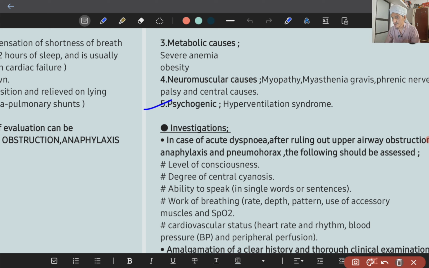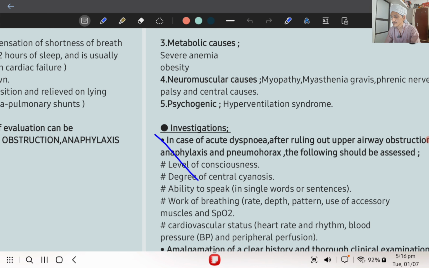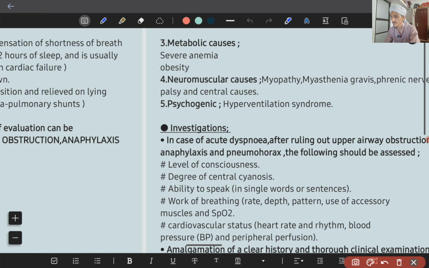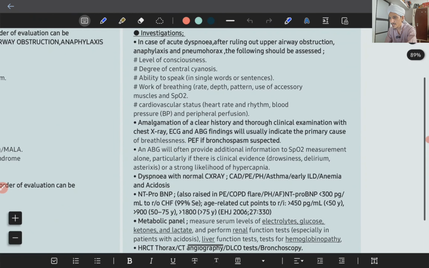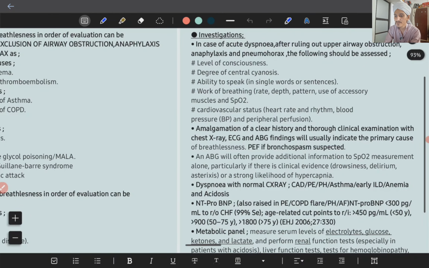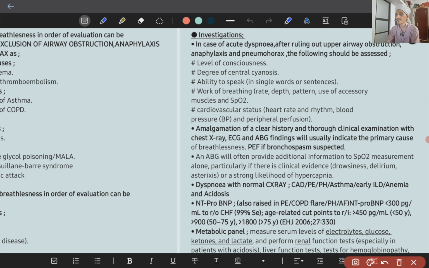Next, we will move on to the investigations. In investigations, in case of acute dyspnea, after ruling out upper airway obstruction, anaphylaxis, and pneumothorax, if these are ruled out, then the following should be assessed. Assess the level of consciousness, because if the patient is in type 2 respiratory failure, then his consciousness level will be low and he may require endotracheal intubation.